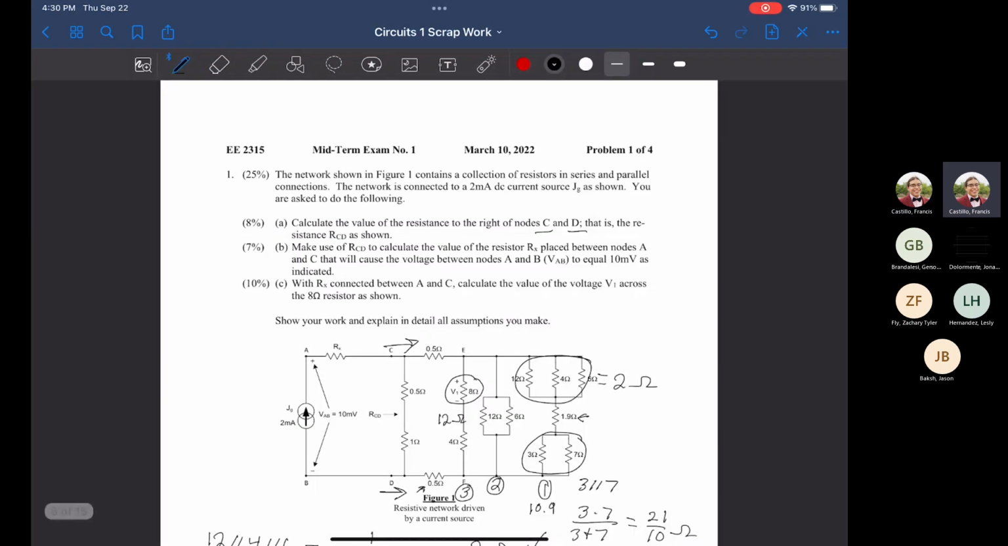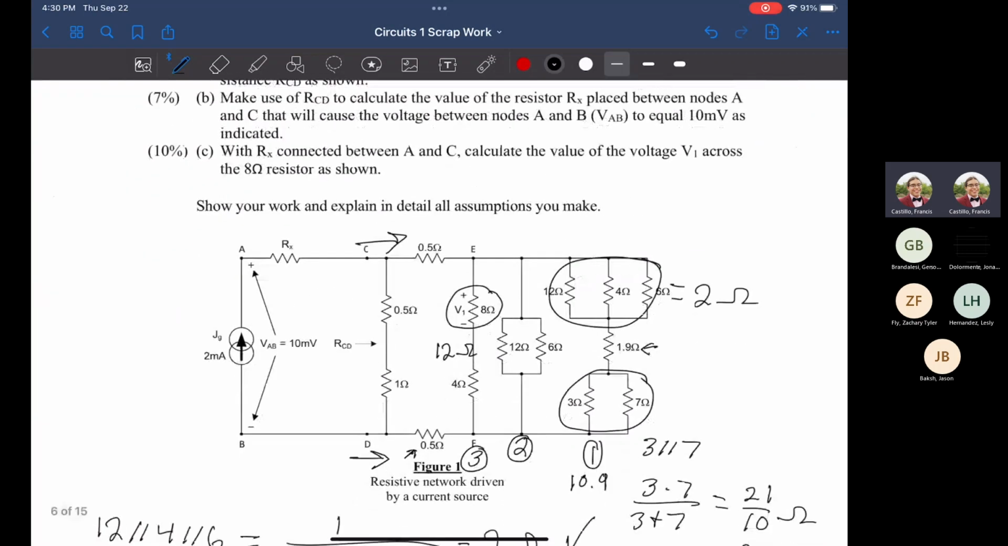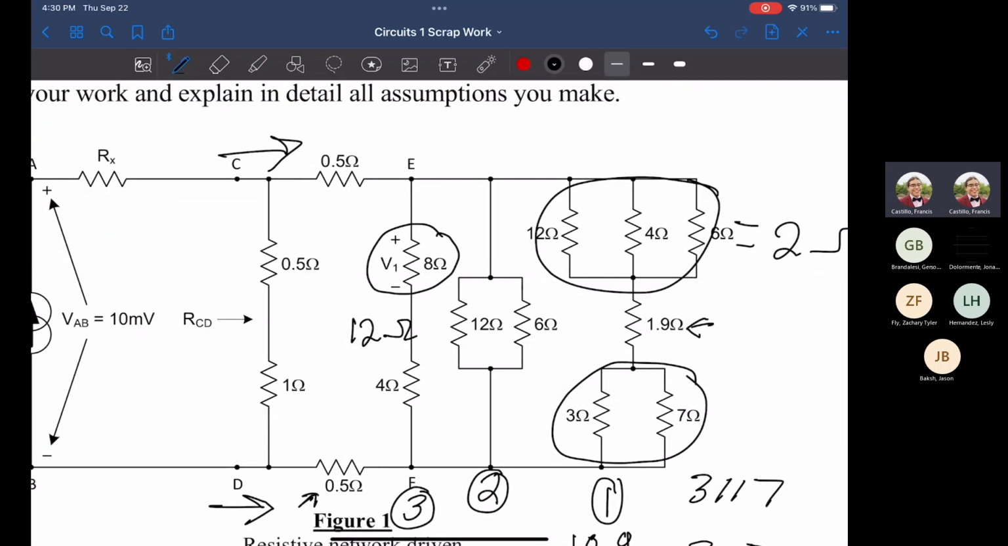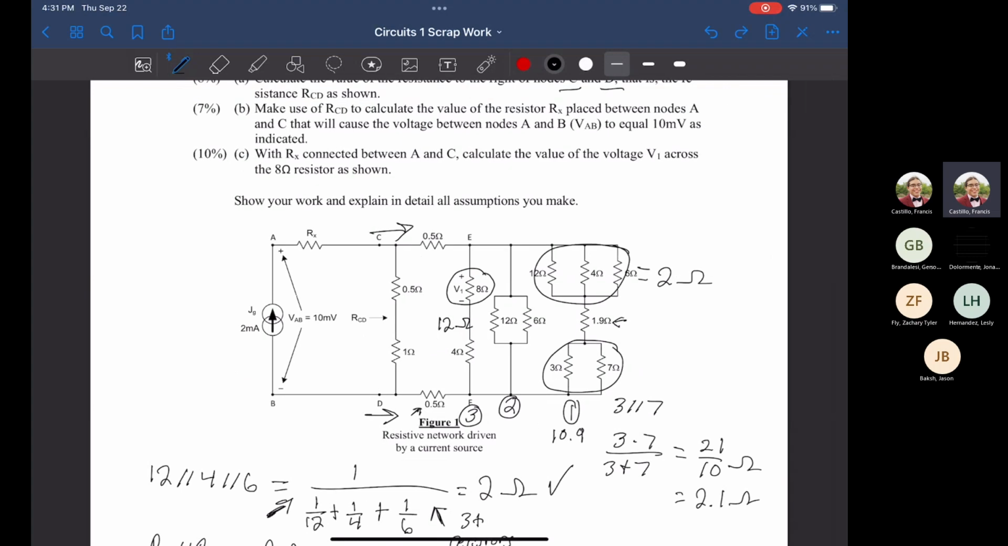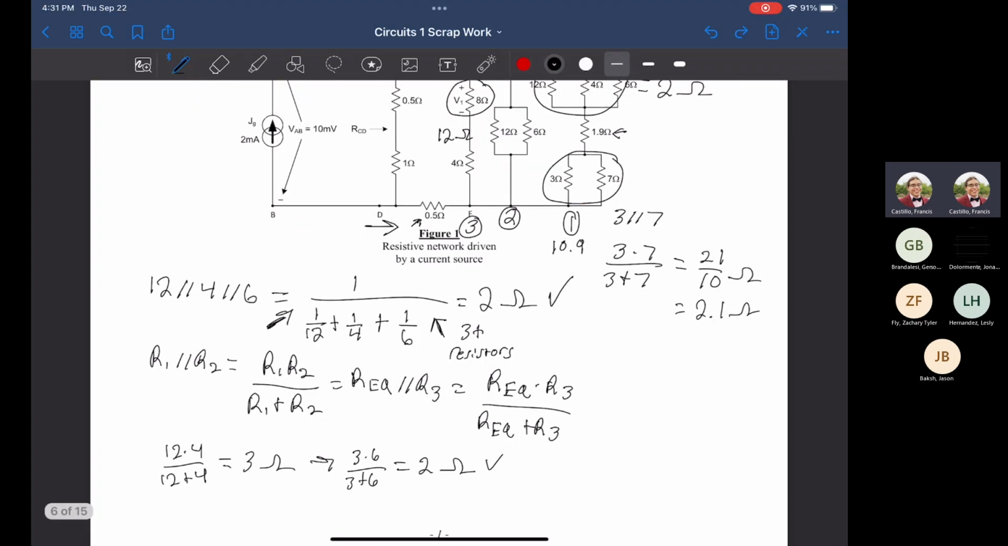Originally, there was only the 8 and the 4 ohms. The reason why we used the 2 is because that was our equivalent. There was nothing over to the right side anymore. We condensed it down enough to only have a single component between nodes E and F. Well, how do we get to 2 ohms? If we look back to our previous work, we noticed that we condensed it down.